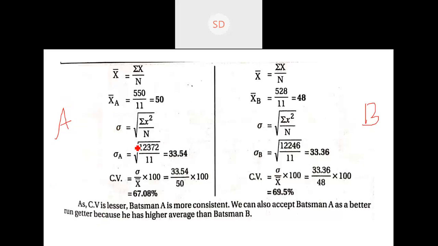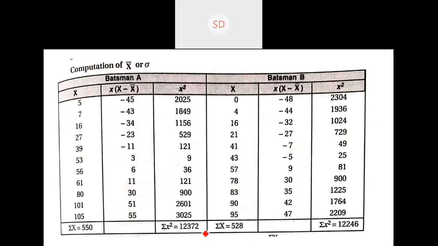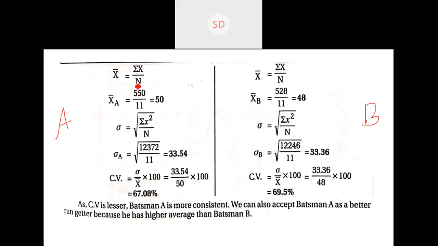Now let us calculate the standard deviation. Just take the sigma x square from the table. In the table the sigma x square was 12,372 and here 12,246. Okay, 12,372 and 12,246. So we will come back here. Again we see 12,372 here for sigma x square and 12,246 for batsman B, divided by n. So n we already know was 11 in both cases. So we are taking 11 in both cases.